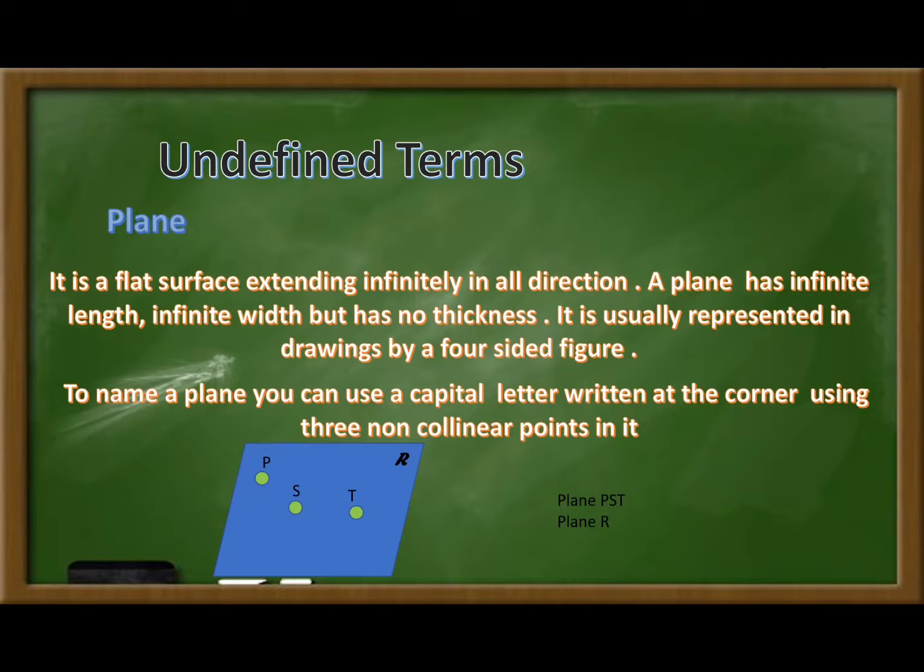We have now the third undefined term, the plane. A plane is a flat surface extending infinitely in all directions. A plane has infinite length, infinite width, but has no thickness. It is usually represented in drawings by a four-sided figure. To name a plane, we can use a capital letter written at the corner, or three non-collinear points in it. We have plane R.